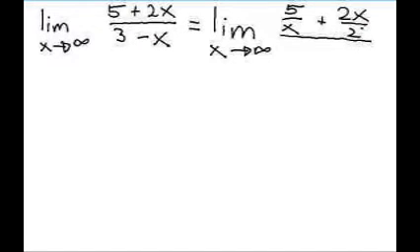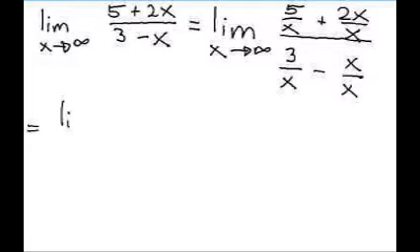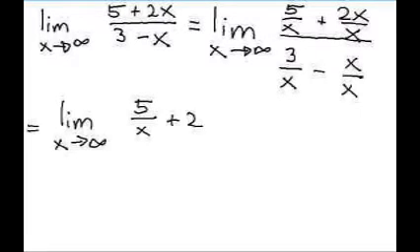Notice that all I have basically done is divide through the numerator by x. Then I'm going to divide through the denominator by an x, and also write these as separate fractions. Now I'm going to simplify, and I'm going to end up with the limit as x approaches infinity of 5 over x plus 2, divided by 3 over x minus 1.